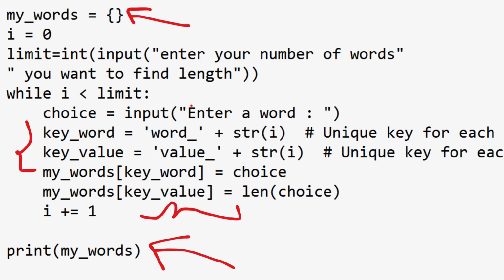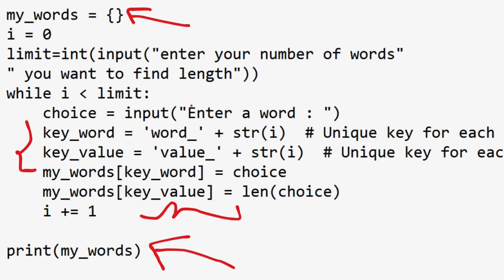In the next two lines, we have keyword and key_value. These are two variables where we create a unique key for each word as well as for its length. So here, keyword is 'word_' plus str(i). The value of i right now is 0, we are converting it into a string and concatenating it. So the keyword right now will be word_0, and key_value is equal to value_0. Now we have created the unique key names for that particular word as well as its length.